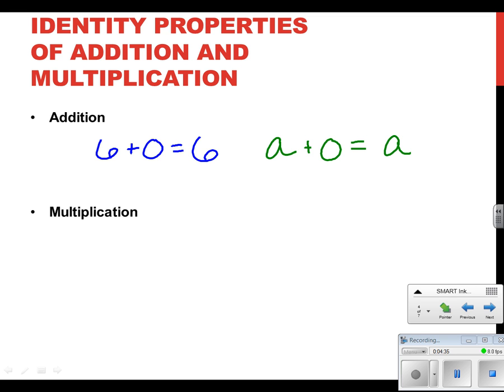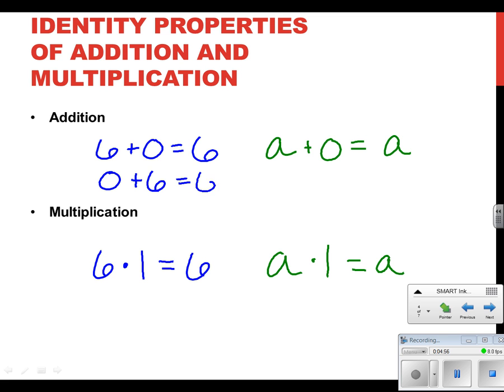Now, with multiplication, if I take 6 and multiply it by 1, it keeps its identity of 6. So in multiplication, any real number times 1, it keeps its identity. Now, just kind of going back, using commutative, the same would be true here and here if I switch them around, because that order doesn't matter.